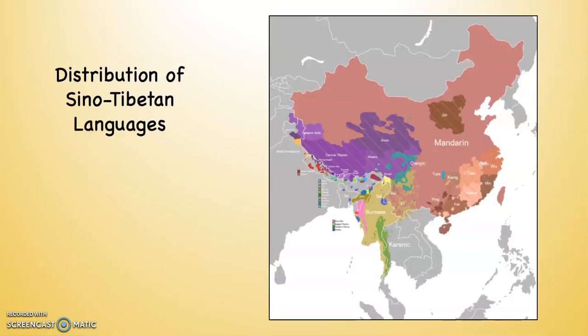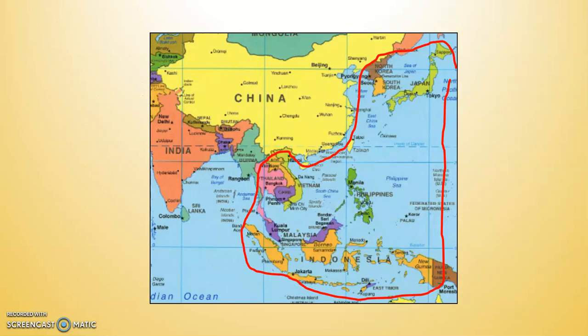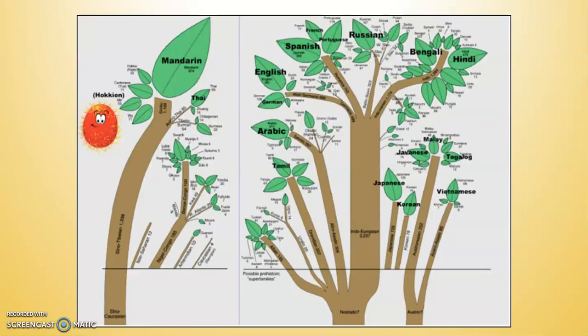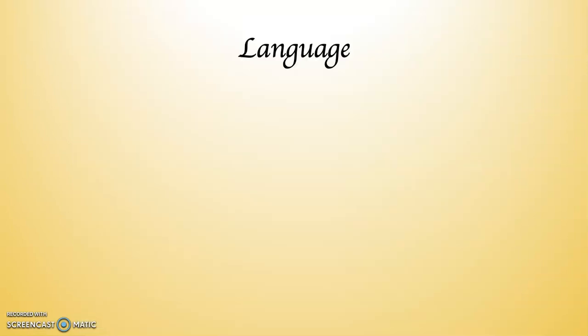This is a distribution of the Sino-Tibetan languages. Notice it's mostly concentrated in China and then a bit of Southeast Asia. What about the rest of East and Southeast Asia? Well, these languages are found over here. So you can see each one of these is its own language family. So we're adding 4 language families right now. So we had Sino-Tibetan, now we're going to add these other 4.